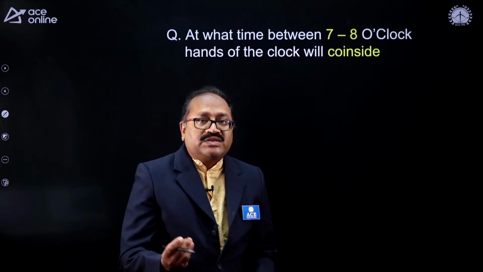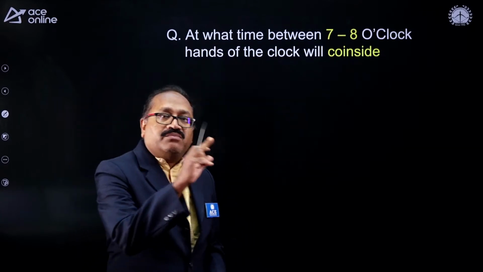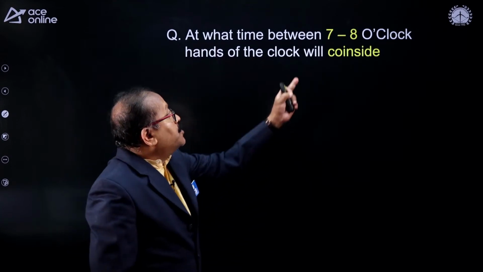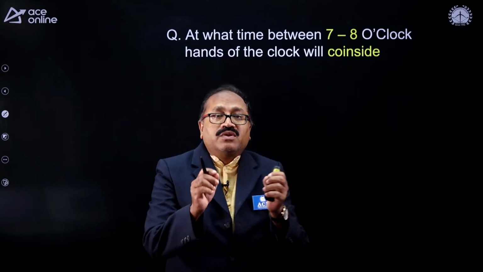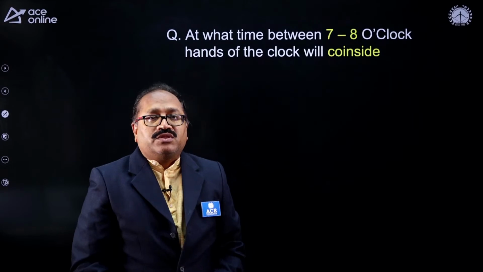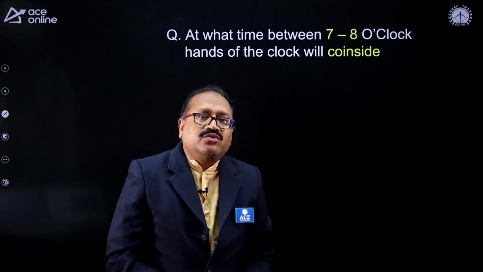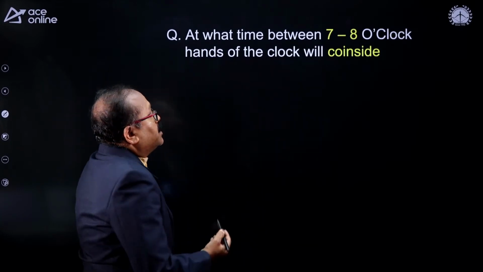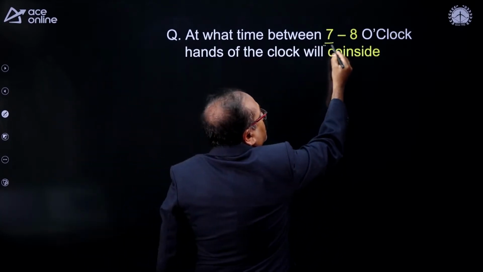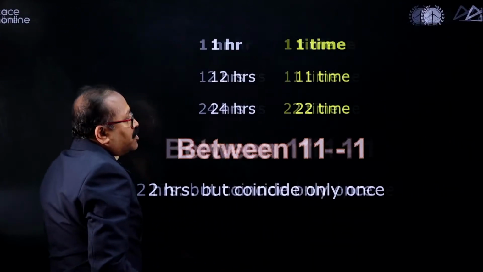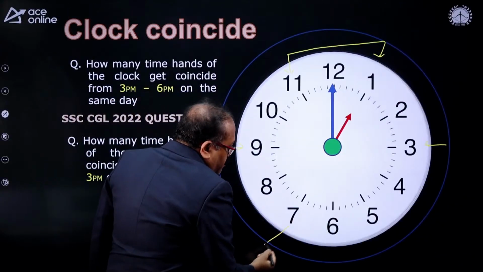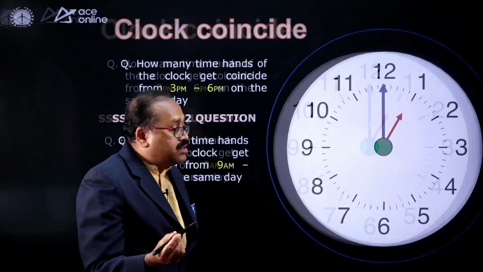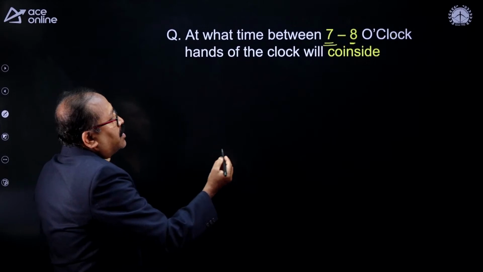So based on the coincide, we directly get the question, that is from this hour to this hour, how many times coincide, or a particular hour will be given to you and you will be asked at what time they will coincide. I will share with you the best possible methods. In between 7 o'clock to 8 o'clock, at what time will the hands coincide? To answer this question, I directly take this one.